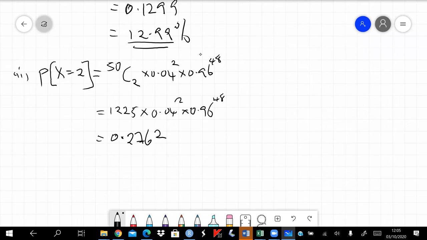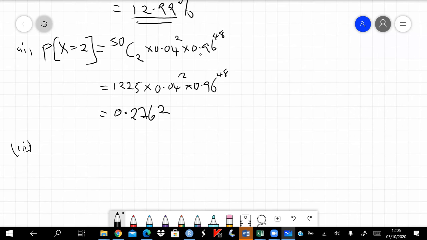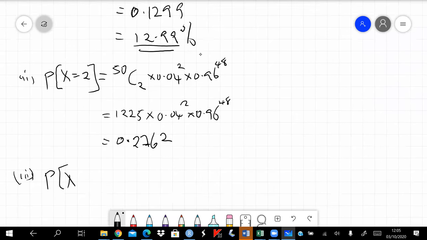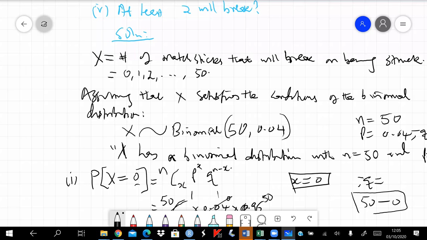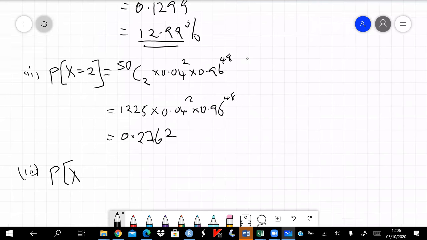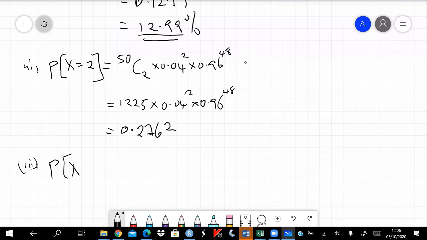All right, then let's go to Roman 3. The probability that X is at most 2. What does that mean, at most 2? Which inequality are you going to use? 2 is the maximum that can break, so it is less than or equal to. At most 2 means 2 or less.